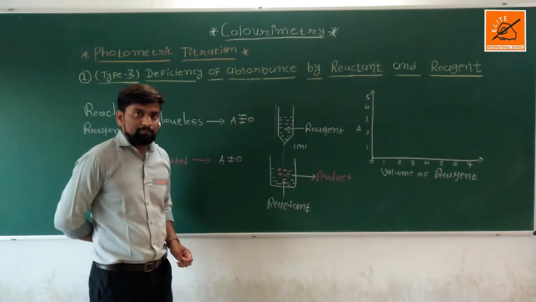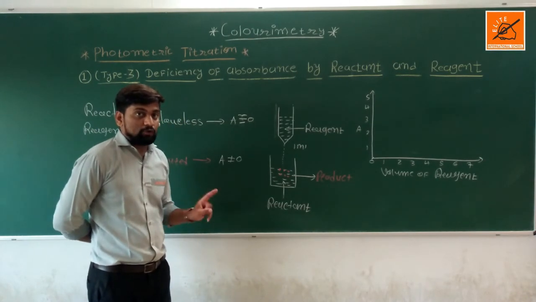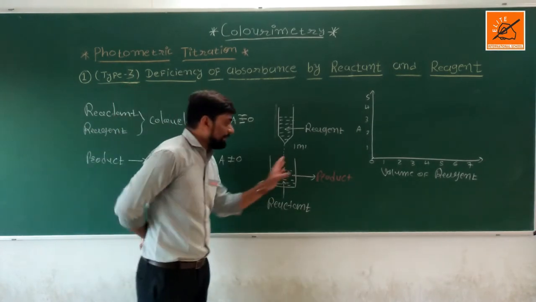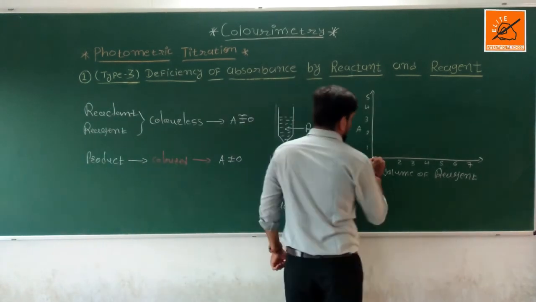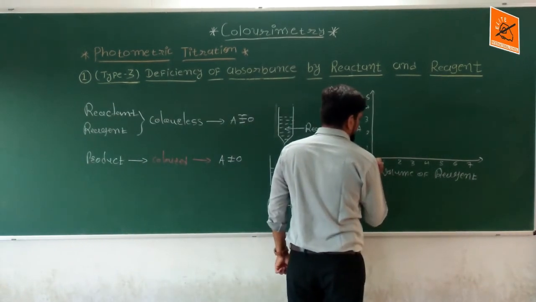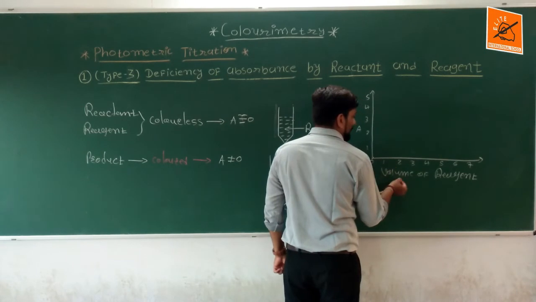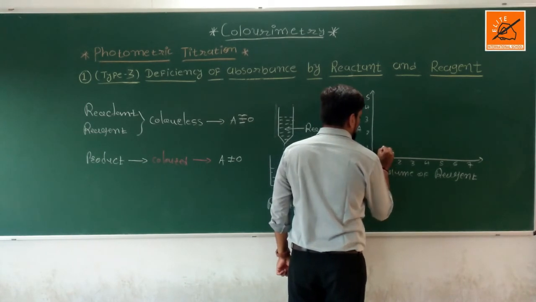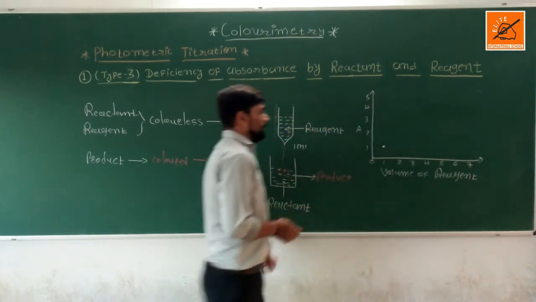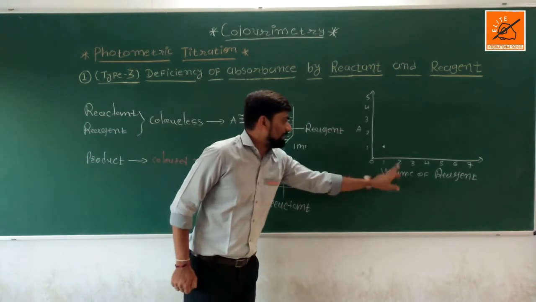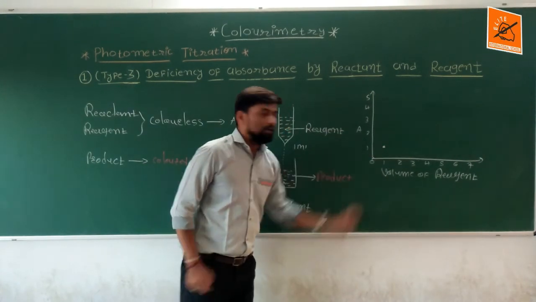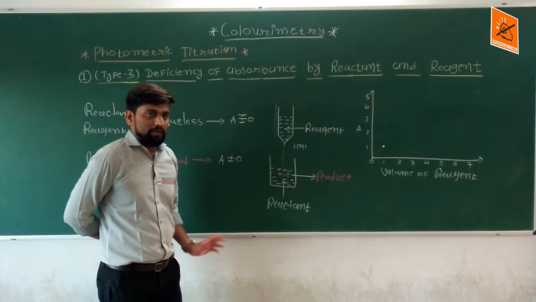Then we measure the absorbance value. At that time the absorbance value is slightly increased compared to before the addition of reagent. So when 1 ml of reagent is added into the flask, suppose it gives an absorbance value of 1%.